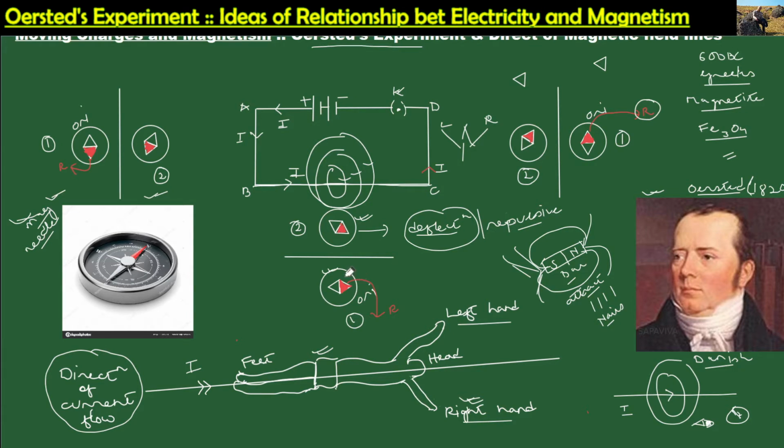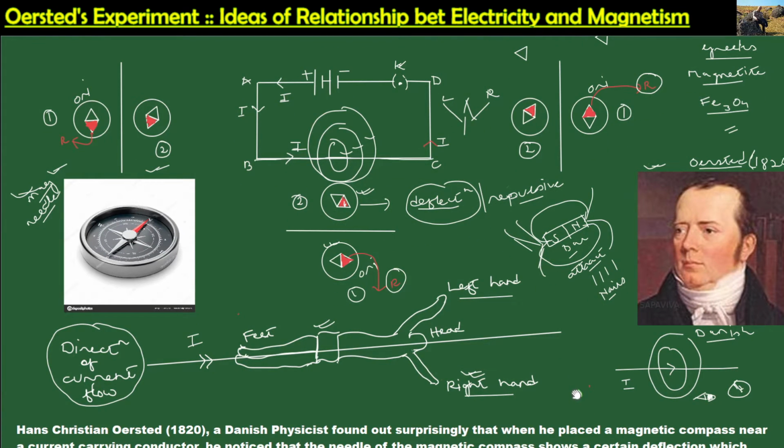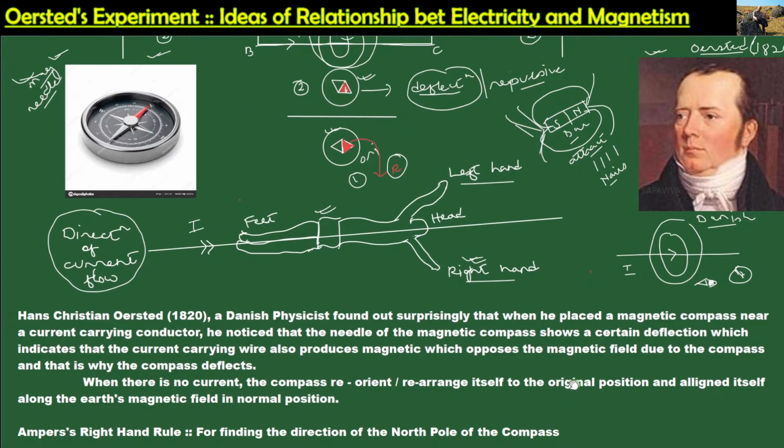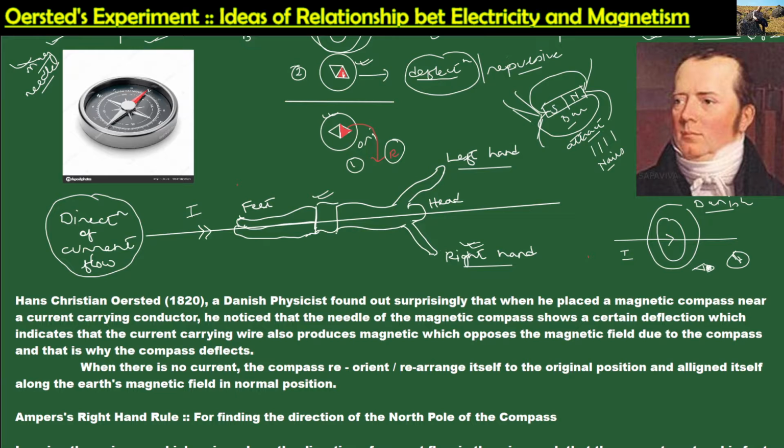The deflection of the magnetic compass would be in such a way that the north pole of the magnet always deflects towards the right side. So that is the way to find the direction of your magnetic compass, by applying Ampere's law. This is just a description of what we have explained.